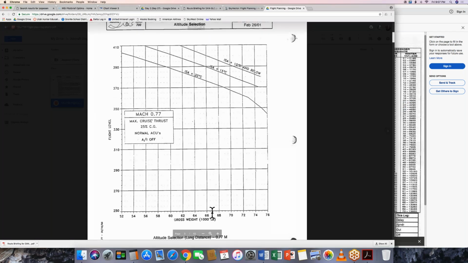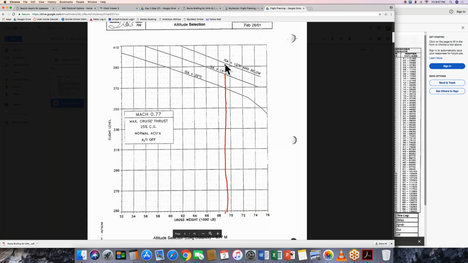69,367. So we'll just call that a good old 69,300. And we'll use our trusty red pen here. So 69 is going to be right there. Let's call 69,300. We'll take that up here, and we'll take that all the way up to our ISA deviation here. So this is the altitude selection chart.